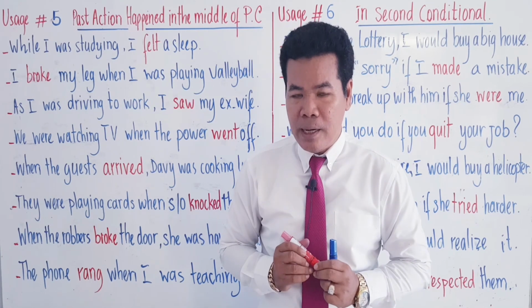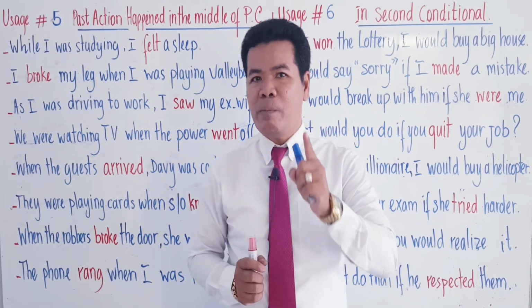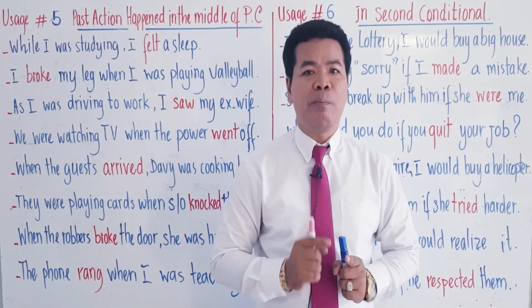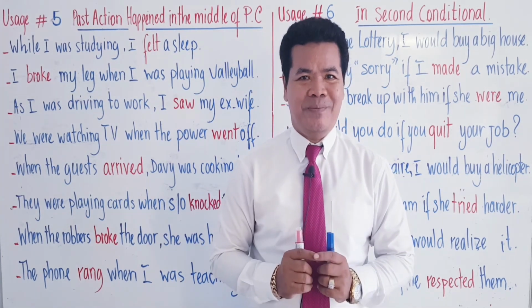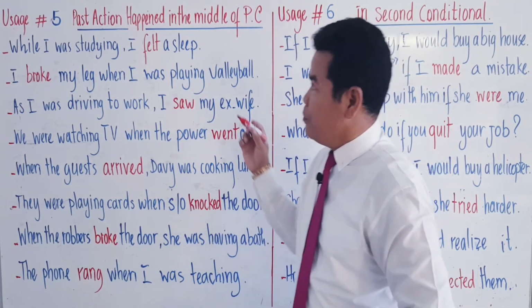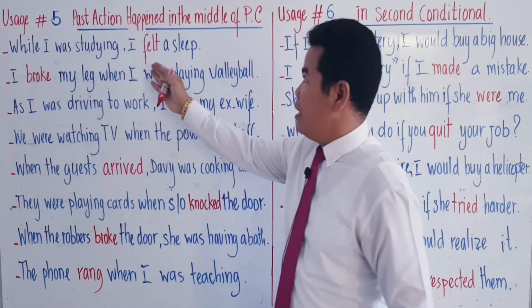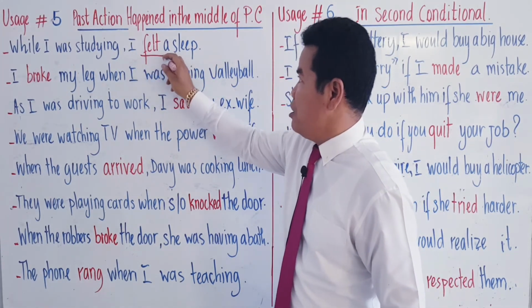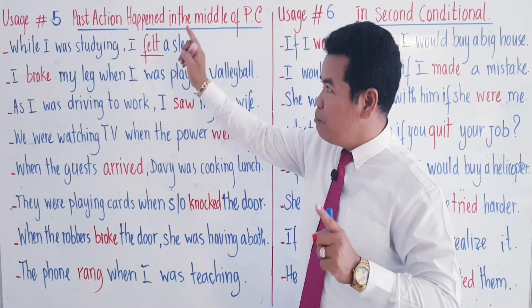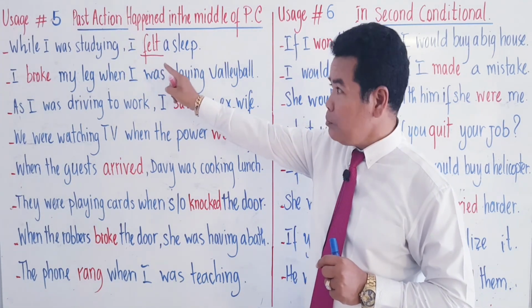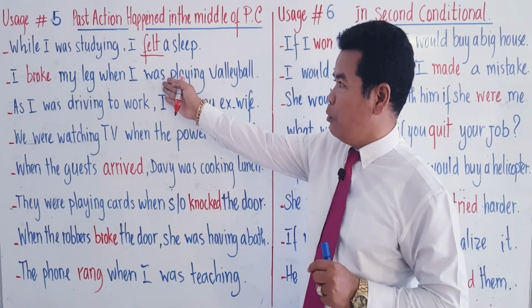So once again, we use simple past to talk about a past action that happened in the middle of the past continuous. Alright? So let's go to the example once again. While I was studying, I fell asleep. So the action I fell asleep happened in the middle of I was studying. Alright? Let's go to the second example.